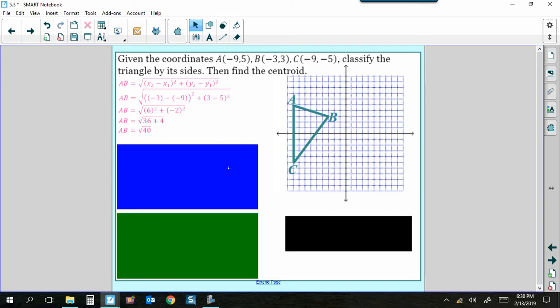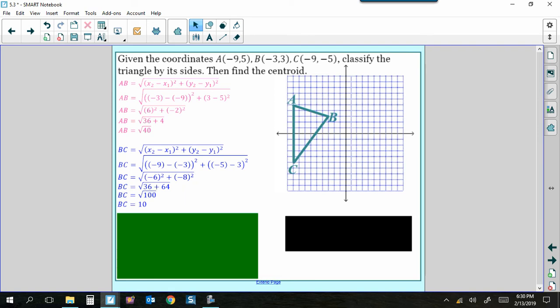The next side we're going to do is side BC. So again, I wrote the distance formula and substituted in points B and C for my X and Y spots. Negative 9 plus 3 is negative 6, and negative 5 minus 3 is negative 8. When I square both of those, I get 36 and 64, which gives me the square root of 100, which is 10. So far we definitely do not have an equilateral triangle due to the fact that we have two different side lengths here. So now what's underneath the green one for side AC is going to decide: do I have a scalene or an isosceles triangle?